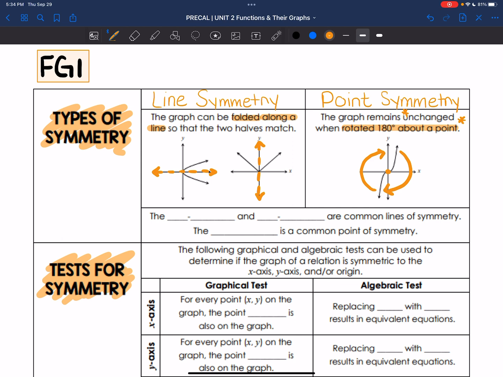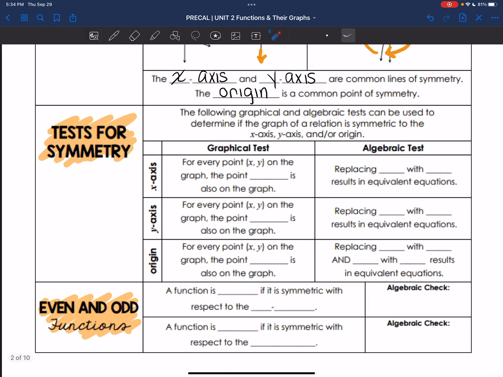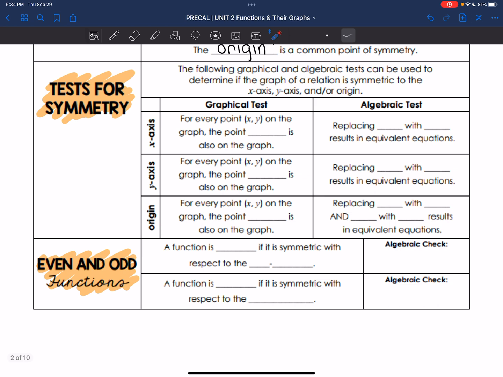So let's go ahead and reflect here in the bottom half. It says that the x-axis and y-axis, like we saw above, are common lines of symmetry. And the origin, like we saw here, is a common point of symmetry. So how do we test for symmetry? The graphical and algebraic tests can both be used to determine if the graph of a relation is symmetric to either the x-axis, y-axis, or the origin.